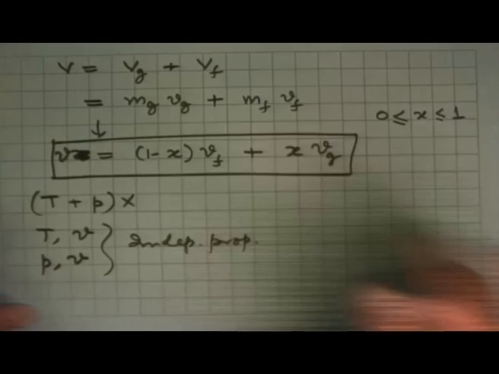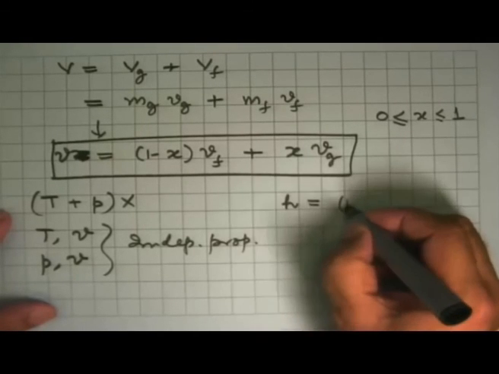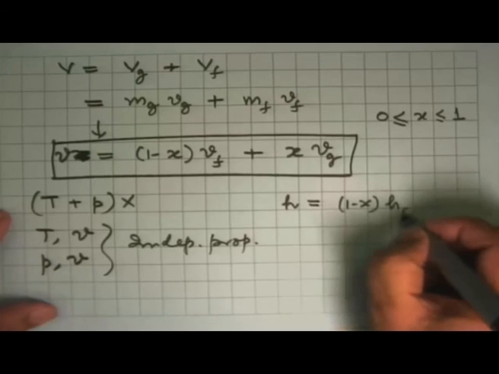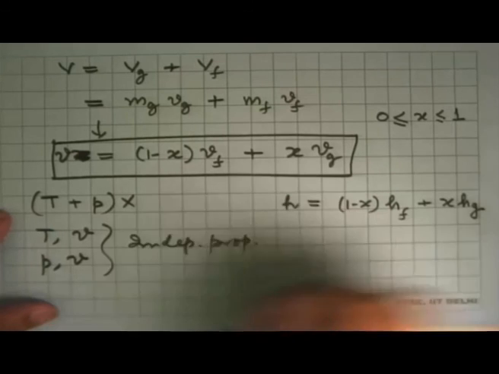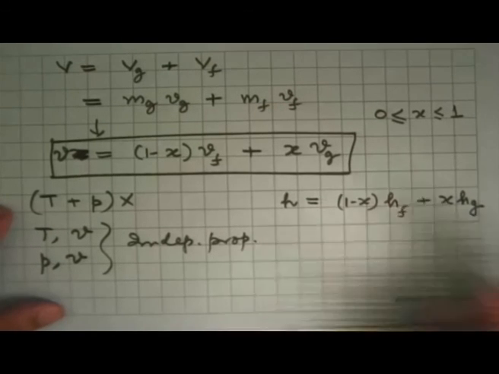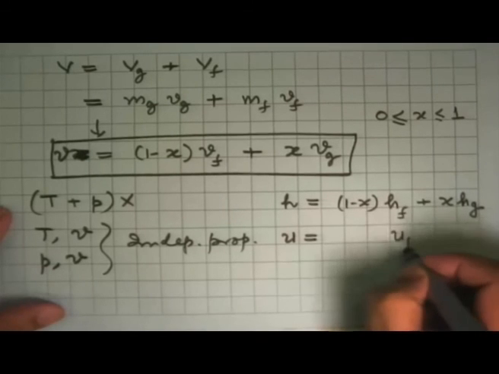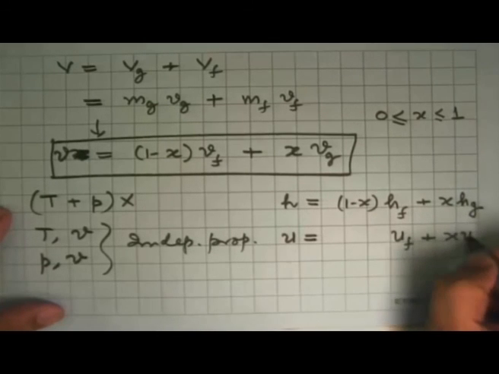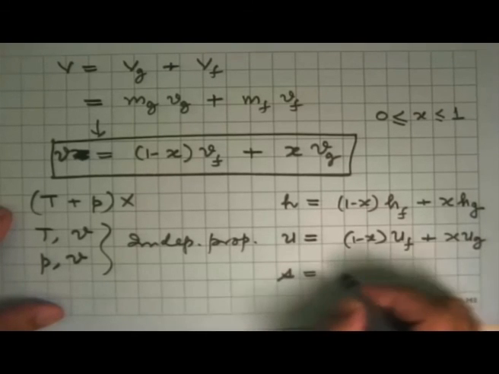One can make a similar argument, and we can show that h of the mixture is (1 minus x) times hf plus x hg. The specific enthalpy can be calculated that way. For specific internal energy, you do exactly the same thing. For specific entropy, we do the same thing.